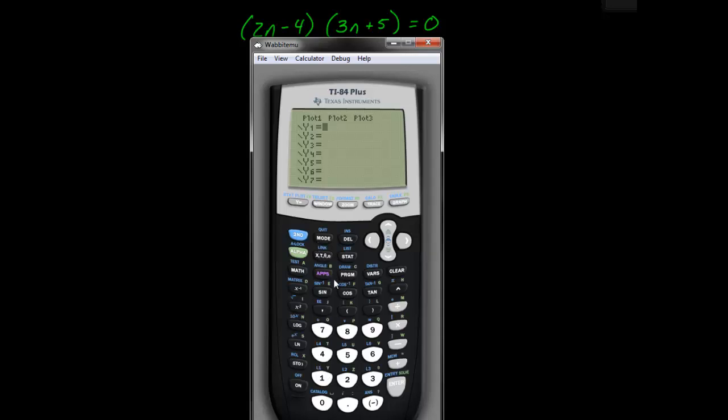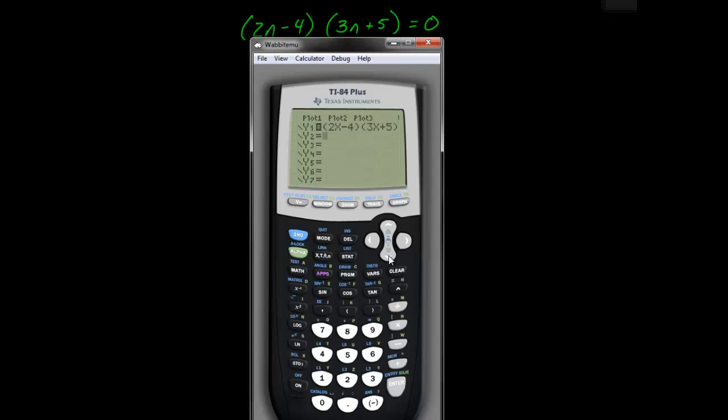Now we'll just input our equation. Since it's equal to 0, we're fine with that. I'm going to put in my parentheses 2x. I'm going to substitute x in for an n. It's a variable. We can replace it with whatever we choose. Minus 4, another parentheses, 3x plus 5. Now, we can do this a couple of different ways.